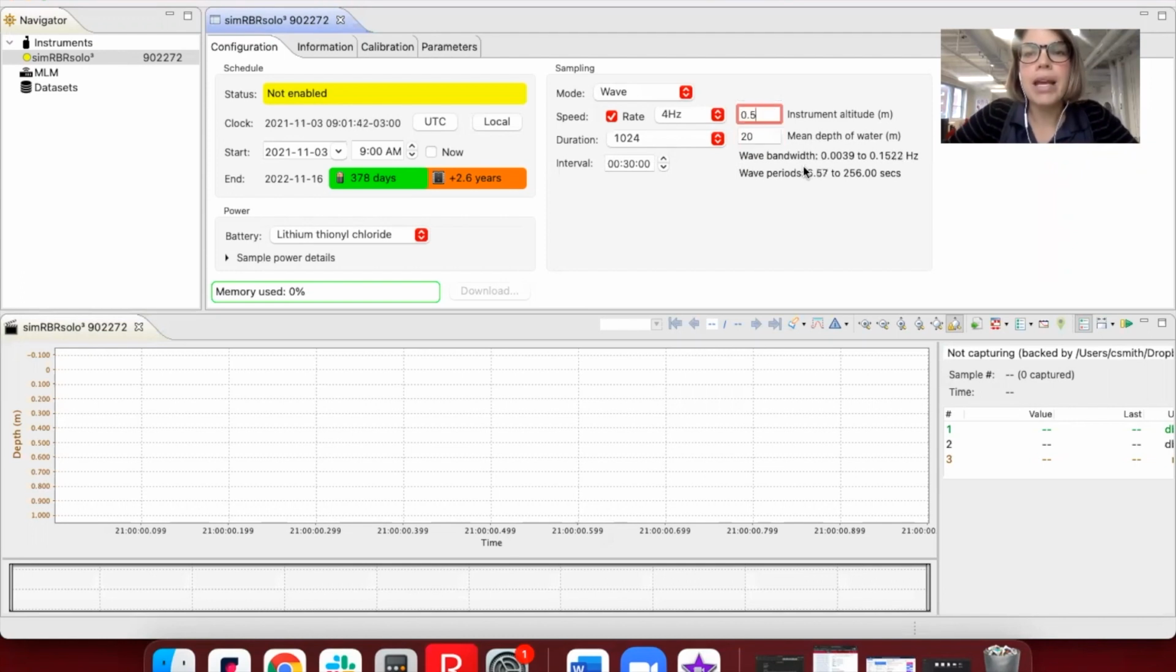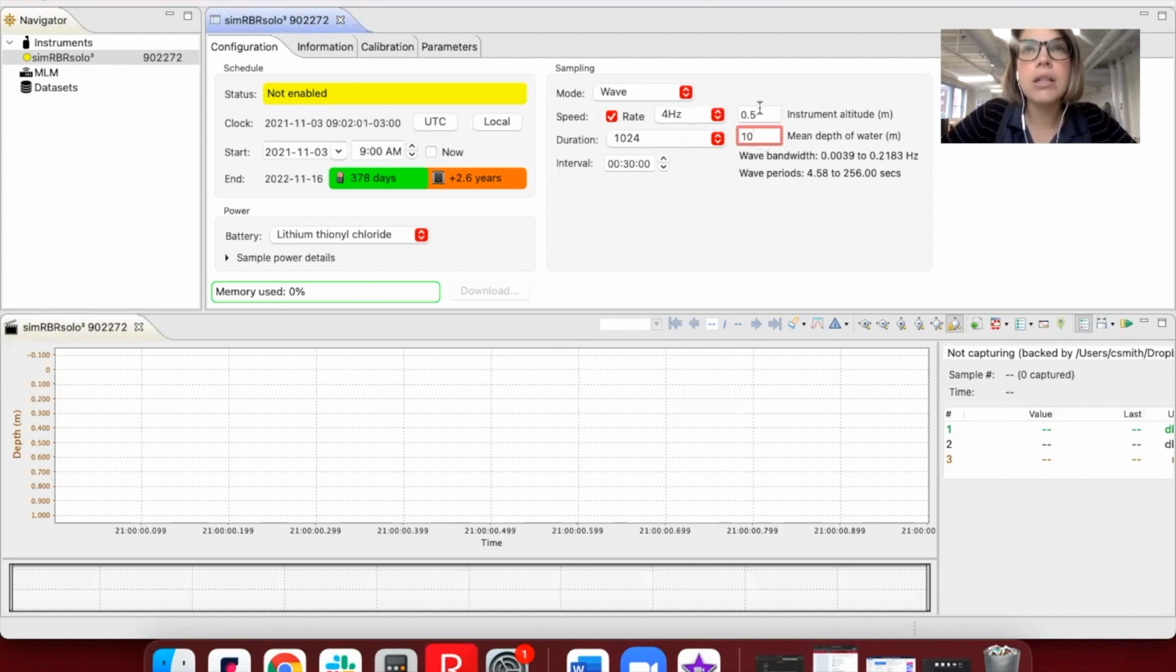So in this case, Ruskin calculates what wave periods you'll be able to capture. And in this case, it's about a 7-second period wave. So maybe you're actually in 10 meters of water and you're using the same frame. You can see now we're capturing closer to 5-second period waves.